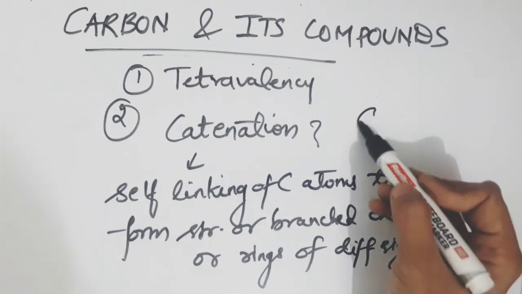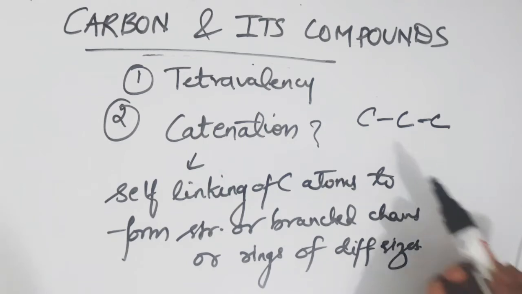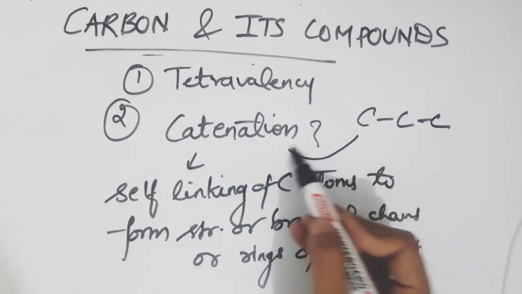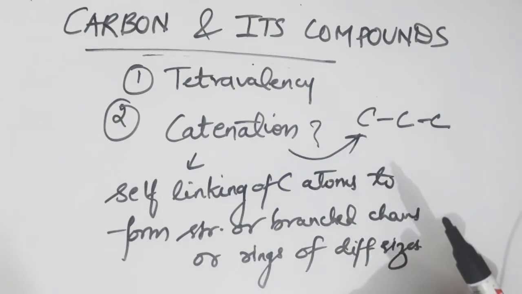So carbon can link with other carbons to form straight chain compounds, and this property of carbon is known as catenation. So this property is also responsible for the covalent bonding of carbon atoms or carbon compounds.